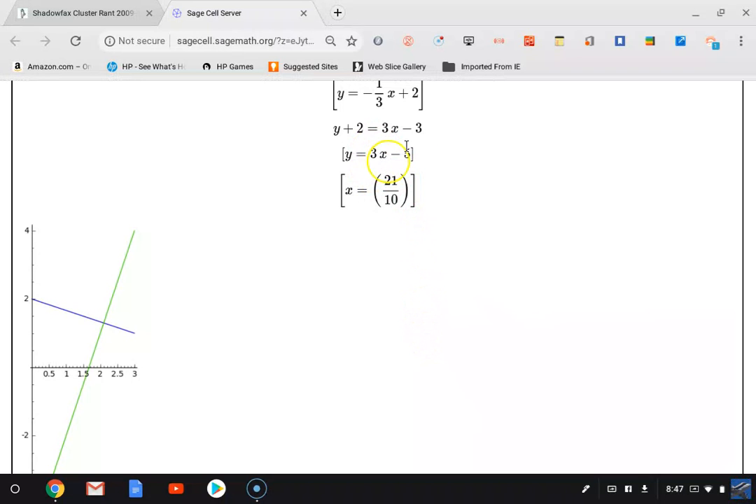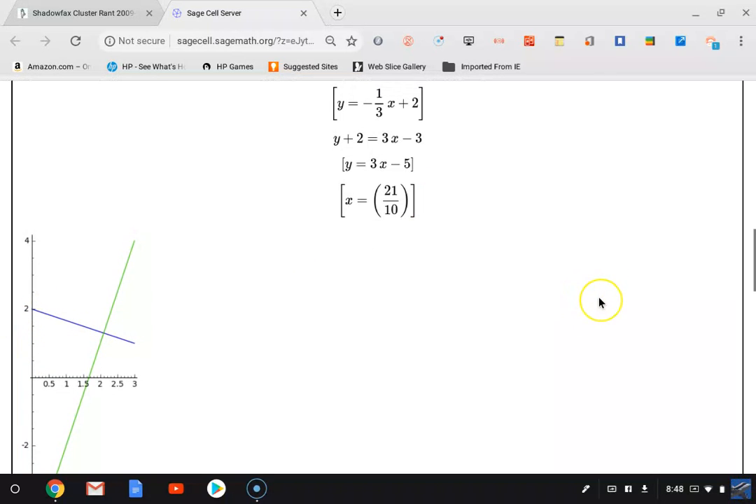2.1 times 3 is 6.3 minus 5 is 1.3. No, that's wrong. 2.1 times 3 is 6.3 minus, wait, something's weird here. That looks like 2. Oh, they intersect here. Okay, so that's 0, that's 2, that's 1, that's 1.5, less than 1.5. 1.3, yeah, that's about right.